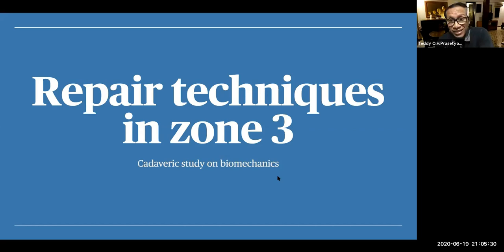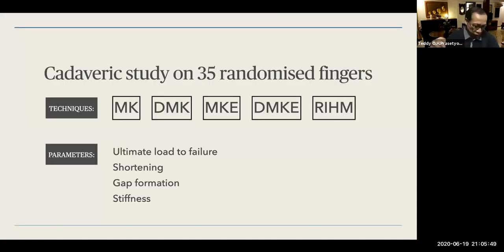All right, this is the last part. It's going to be very simple. This comes from a cadaveric study on biomechanics about the techniques in repairing the tendon at zone 3. Still remember where zone 3 is? Good. It's at the PIP level. So it's a cadaveric study on 35 randomized fingers.